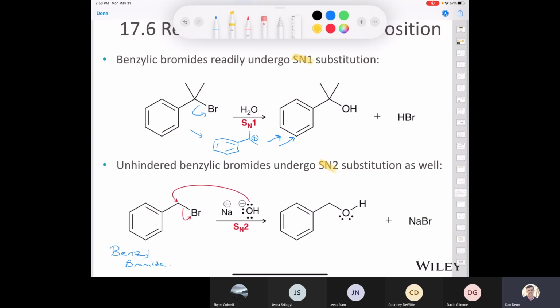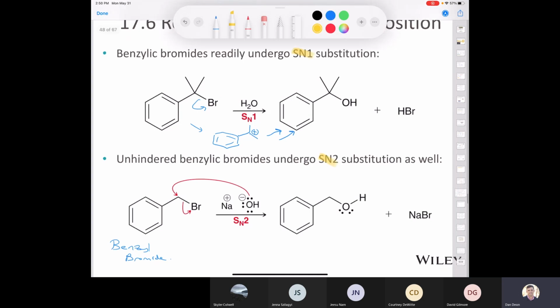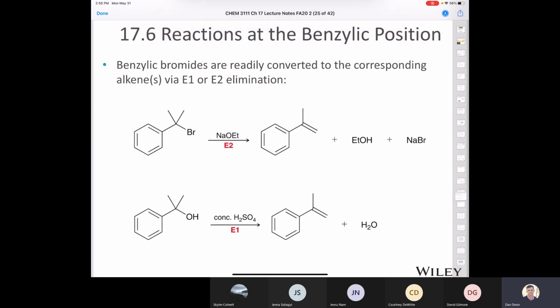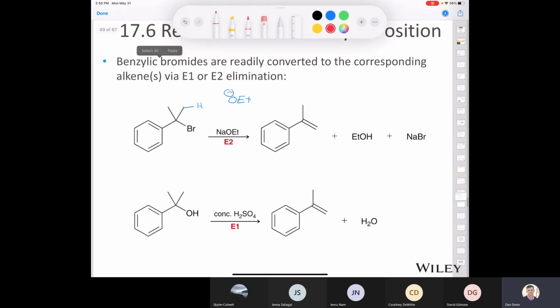SN1, SN2, E1, E2 reactions. And so there's some other cool reactions. What about E1 and E2 reactions, right? You could do an elimination reaction here with sodium ethoxide, and you should be able to draw the curved arrows for this. You draw the ethoxide ion like that, and then you should be able to draw the curved arrows for the elimination like this.